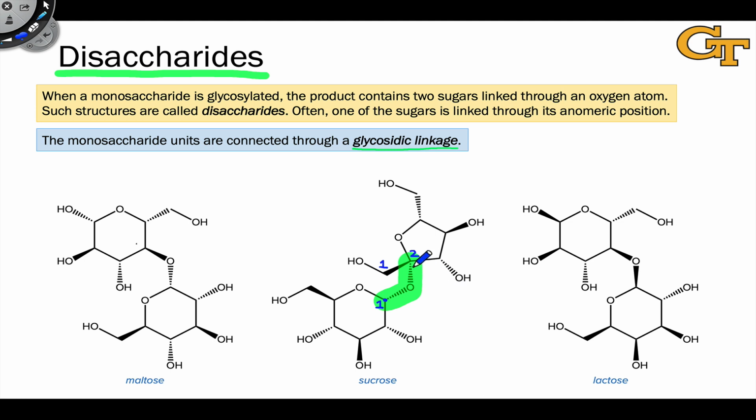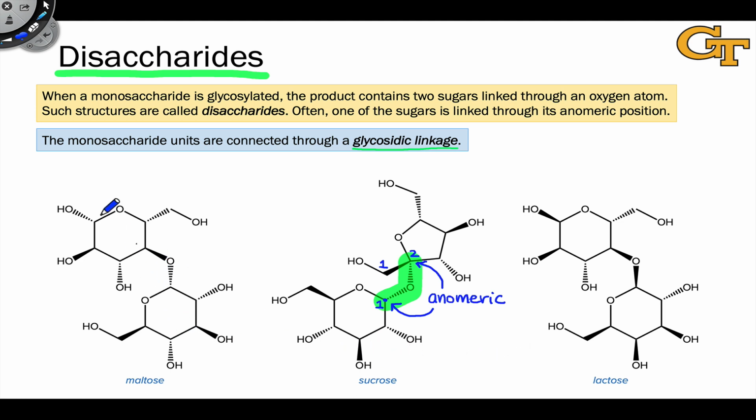And so one important thing to note about this glycosidic linkage that we're going to return to on the next slide is that both of the carbons involved in the glycosidic linkage are anomeric carbons. Carbon 2 in fructose and carbon 1 in glucose are both anomeric carbons. That has an important effect on the properties of this disaccharide relative to those of the other two.